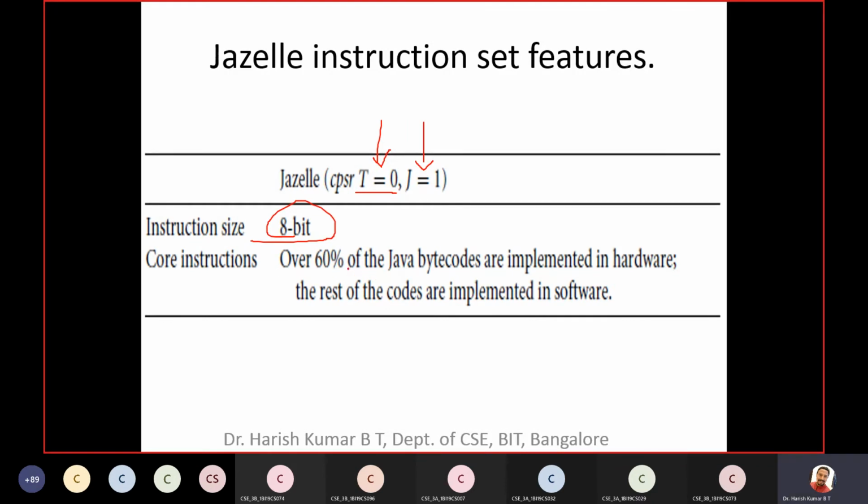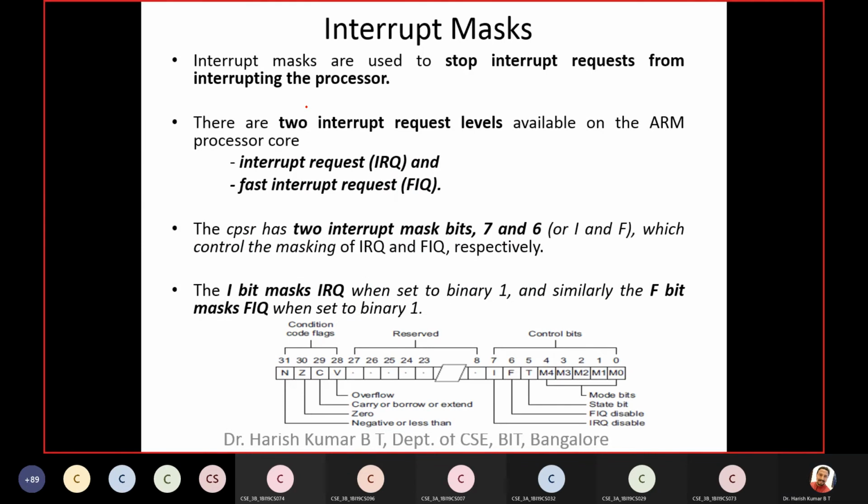It is possible for you to even run Java code if you enable this Jazelle state. Next.